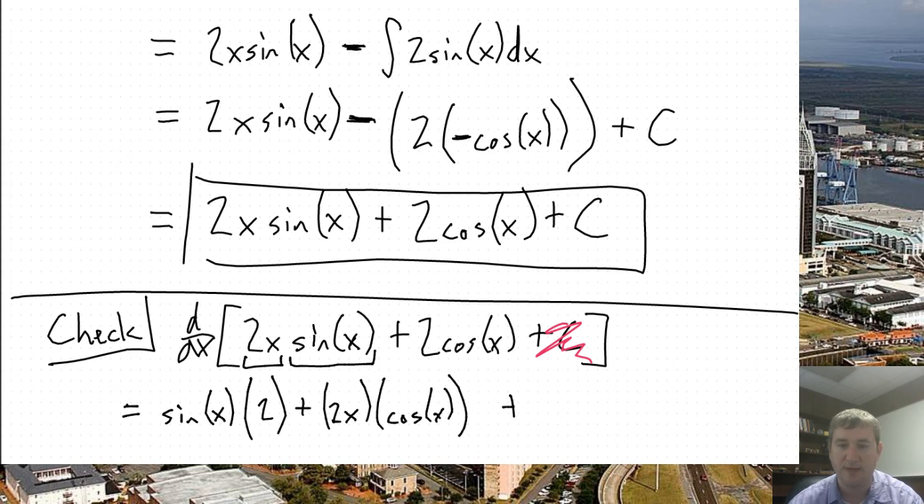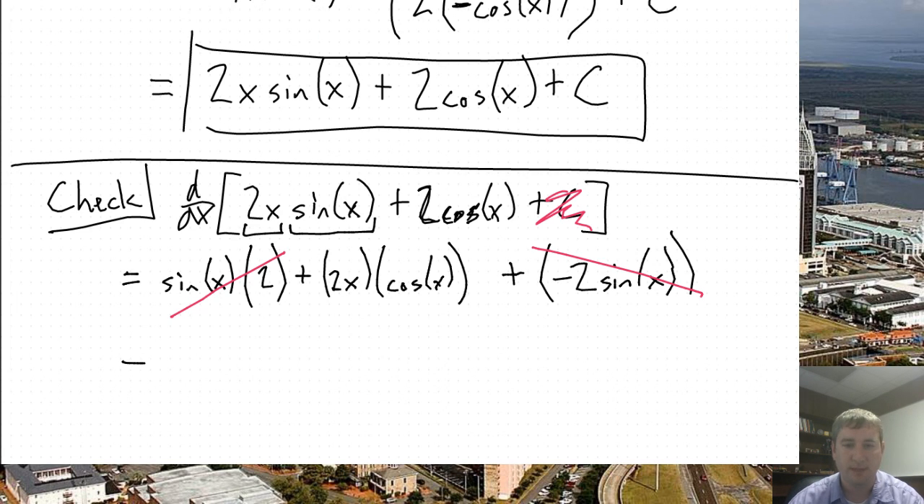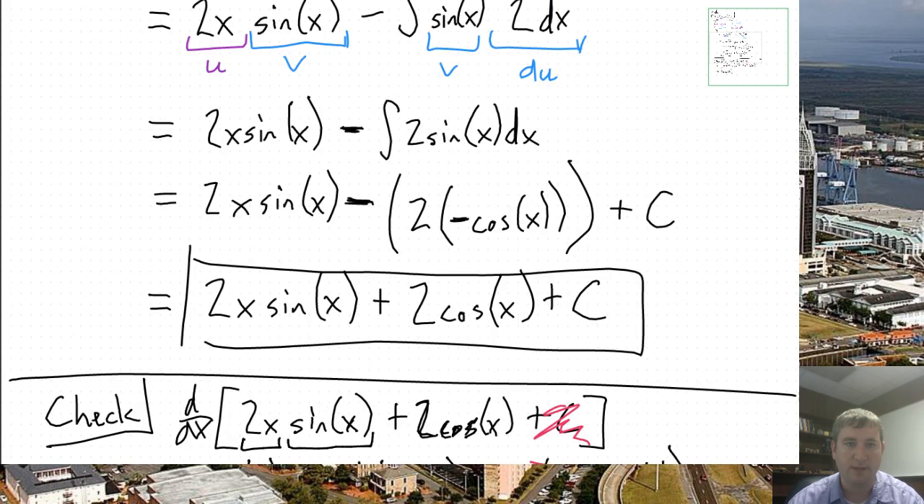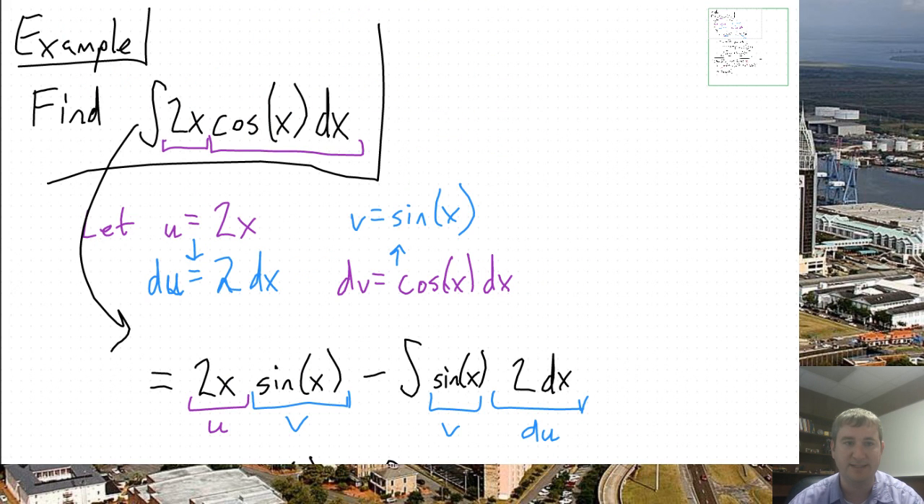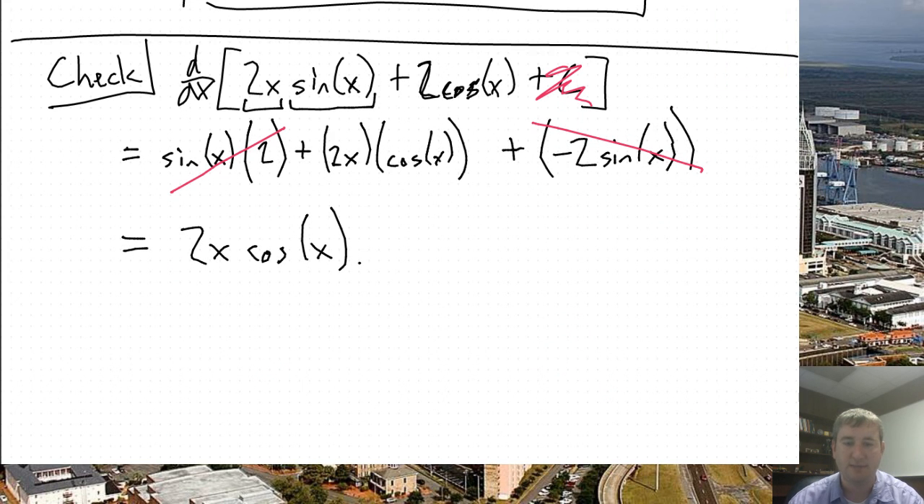Plus, I still have that 2 cosine to take care of. Well, that'll just become negative 2 sine of x. And let's just note that, hey, I've got 2 sine of x canceling with negative 2 sine of x. So my simplified final answer is a 2x cosine of x. And heck, I go way back up here, 2x cosine of x is exactly what I was asked to find the antiderivatives of. So that checks out as my answer.